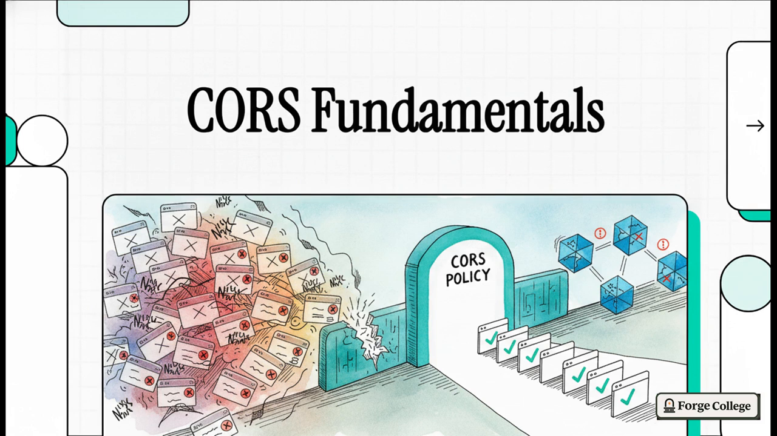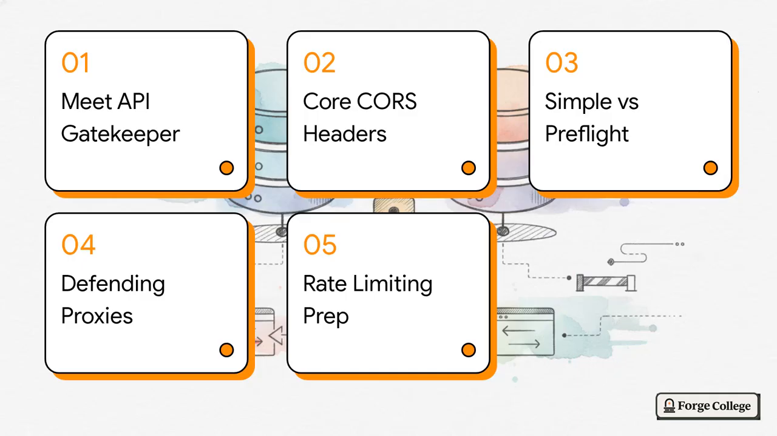We're mastering CORS fundamentals and strategies. We're tackling the developer's absolute worst nightmare, those dreaded red console errors, so you can actually lock down your API's front door. Here is our blueprint for today.